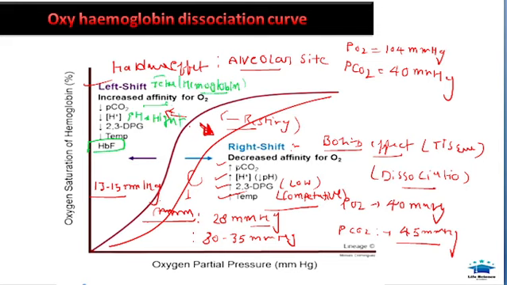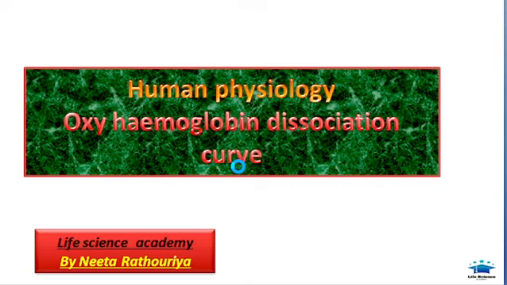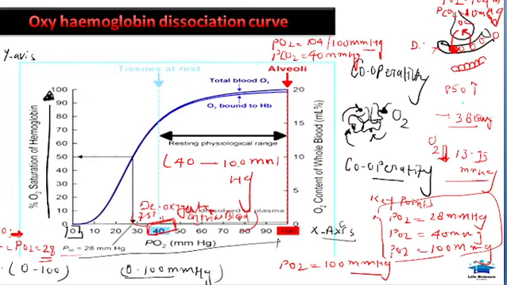So for better understanding from this lecture, we have memorized the pressures of oxygen at tissue at rest and at the alveoli sites. Both sides are memorized for better understanding and better explanation.